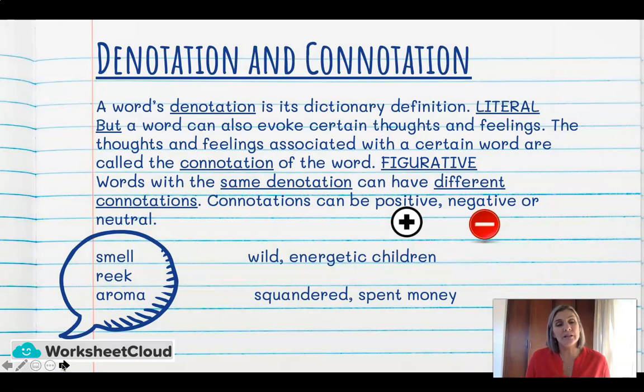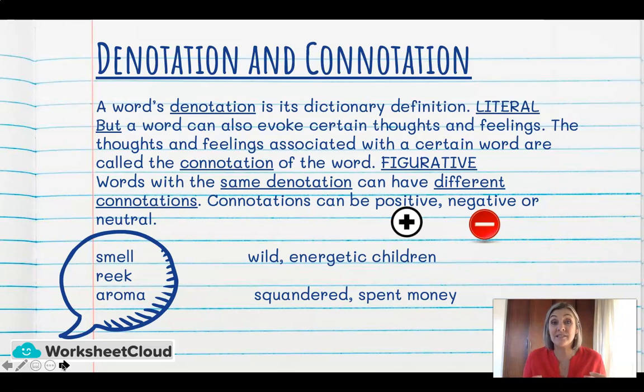So if we go into a little bit more detail about denotation and connotation, it's quite easy to remember if you take the D for denotation. A word's denotation is the dictionary definition. So the D will help you remember. Denotation, dictionary meaning. So it's literally what it says in the dictionary. But a word can also evoke certain thoughts and feelings. And those thoughts are associated with a certain word, and we call that a connotation of the word. So that's more figurative.